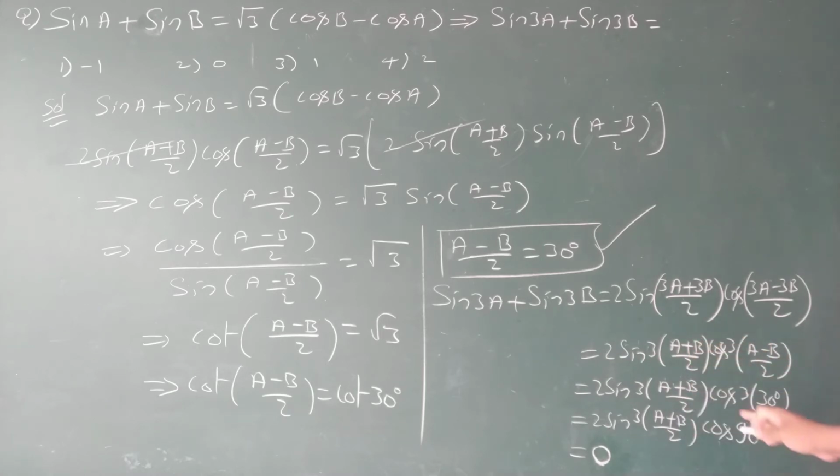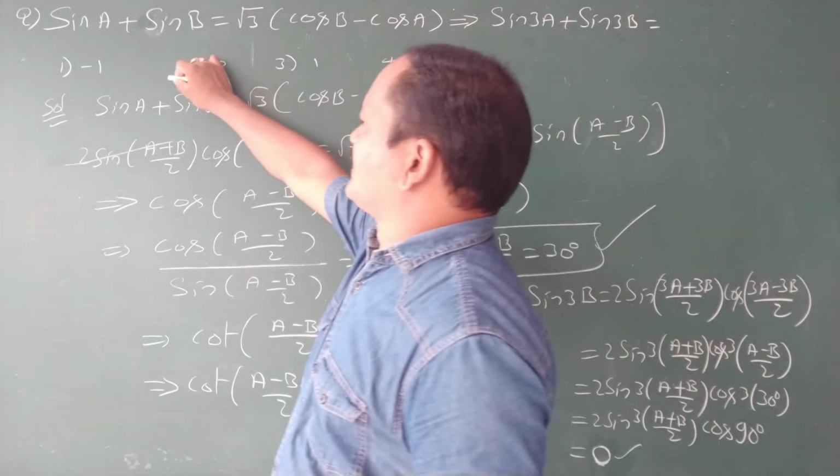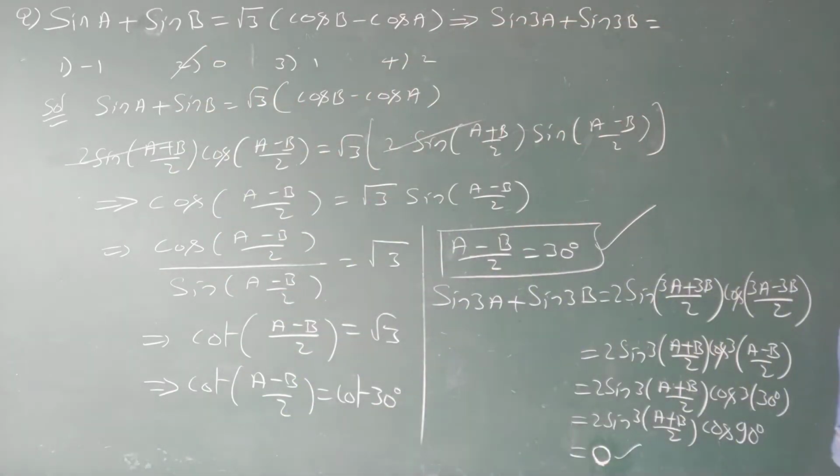Now here it is 2 sin 3 times (A plus B)/2 cos 3 times 30, as (A minus B)/2 is nothing but 30. Now cos 3 into 30 is cos 90, and cos 90 is 0. So 0 into any real number is 0. That's why the answer is 0, which is the second option. So the second option is correct for this question.